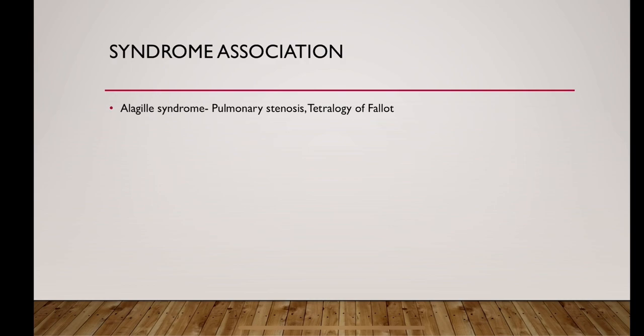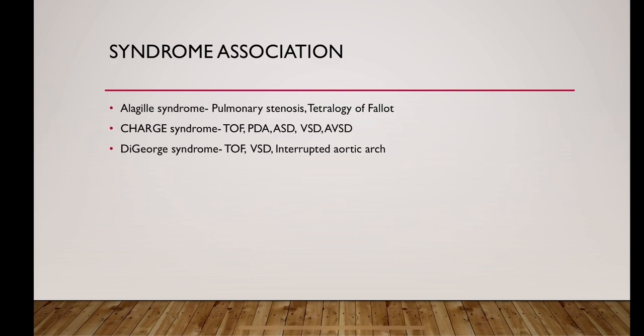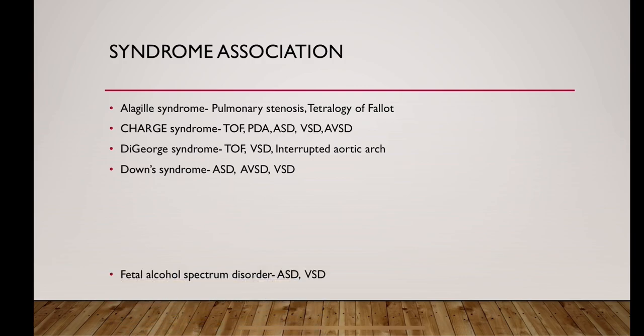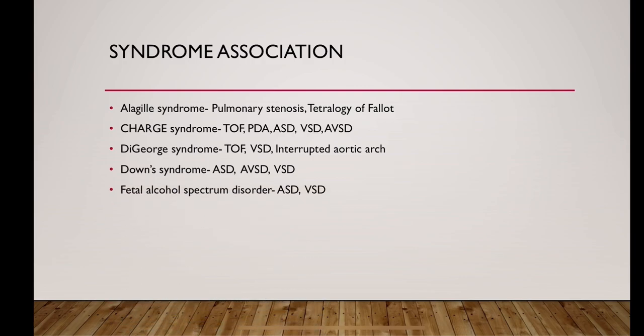pulmonary stenosis and tetralogy of Fallot. CHARGE syndrome, in CHARGE syndrome you can find tetralogy of Fallot, PDA, ASD, VSD, AVSD. In DiGeorge syndrome, tetralogy of Fallot, VSD, interrupted aortic arch are associated. Down syndrome, mainly AVSD, is very common cardiac problem. Sometimes ASD, VSD are also associated. Fetal alcohol spectrum disorder associated with ASD and VSD.